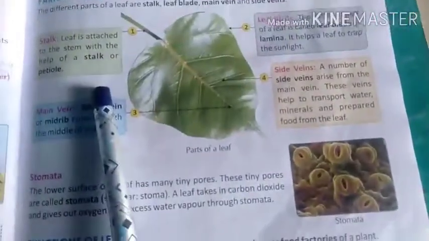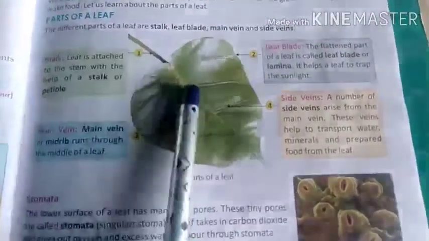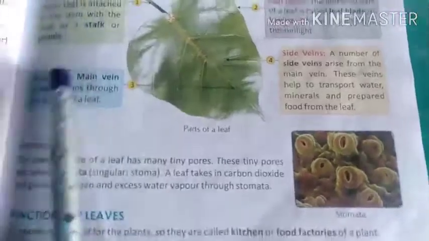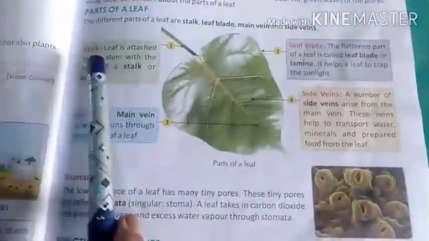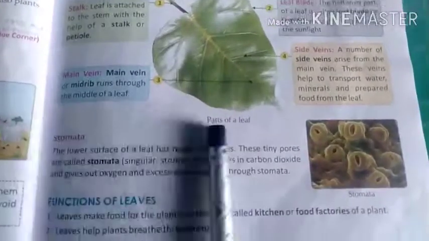Now see, Pranali, you will do one thing. Draw the picture of the leaf. Write the names and write their function also. What are the parts of that? After that we will go to the next.